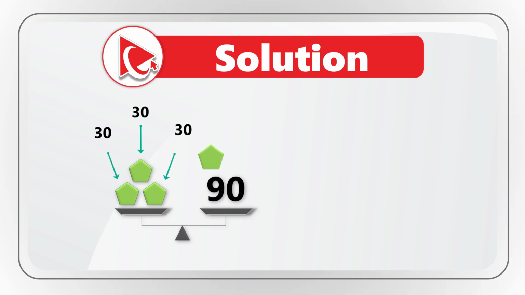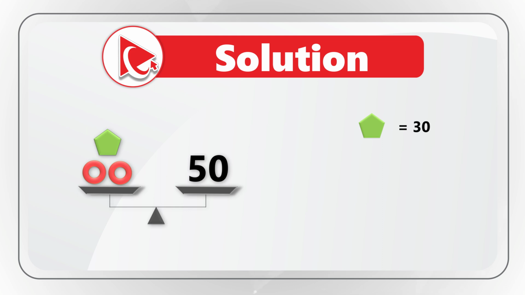value of 30. Second scale contains 1 pentagon and then 2 bagels, and the combination of these shapes equals number 50. We already know the value of pentagon, which is 30. All we need to do is divide the remainder of the calculations, 50 minus 30, which equals 20, by 2, because there are 2 bagels, and calculate the value of bagel, which is 10.